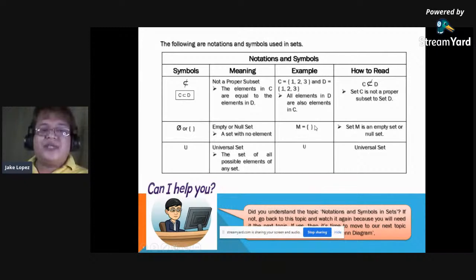And then U is the universal set, the set of all possible elements of any set. So U, pag makita natin ang symbol na U, ibig sabihin lahat ng mga elements na posibleng nandyan sa loob ng isang set. So alam na natin no, ang madali lang ang mga notations and symbols ng ating mga set. Okay? So we will now go to the Venn diagram.